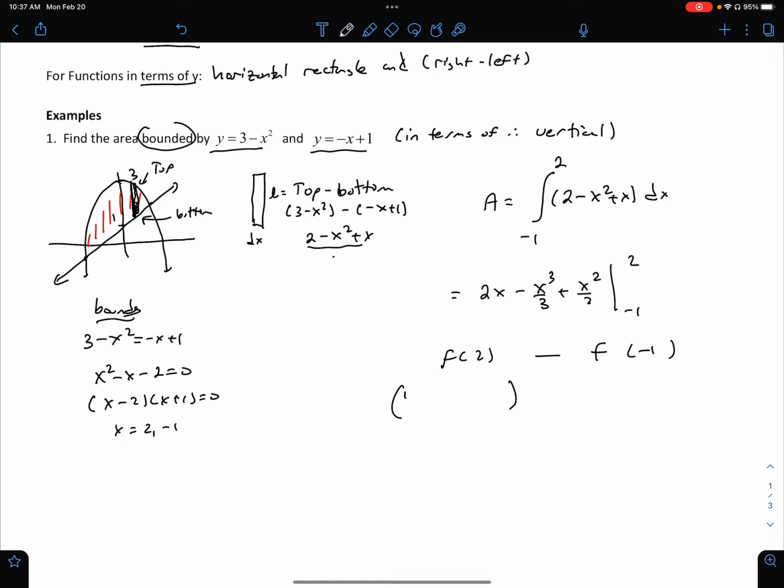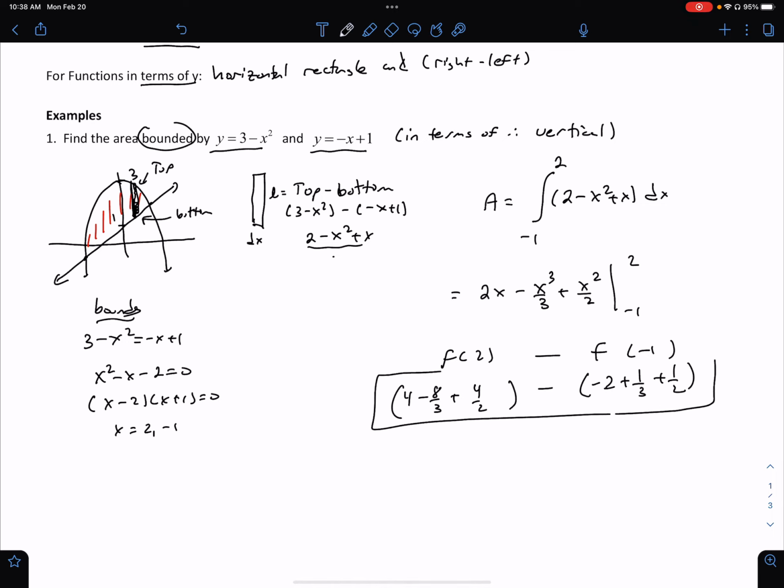Plug in the 2. We're going to get 4 minus 8 thirds plus 4 halves, whatever that is. Plug in the negative 1, we get negative 2 plus 1 third, because negative 1 cubed is negative 1, and then this becomes plus 1 half. Don't be fancy, just leave it alone.